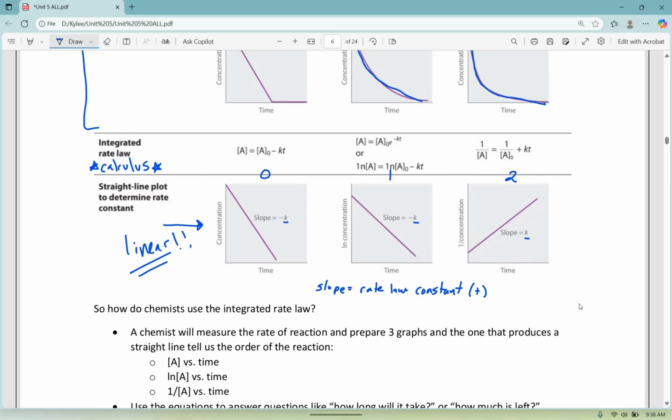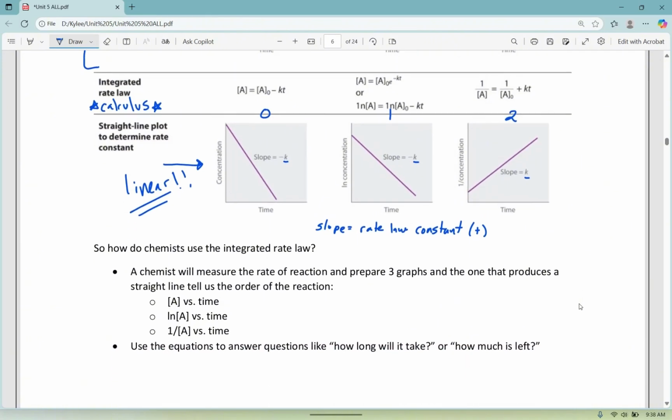So how do we use the integrated rate law? Well, in lab, a chemist will measure the rate of a reaction, and usually we would do one reaction, not varying the concentration, but just one reaction. And then we'll take that data and prepare 3 graphs. The 3 graphs that we will compare are the concentration versus time, the natural log of the concentration versus time, and a graph of 1 over the concentration versus time.